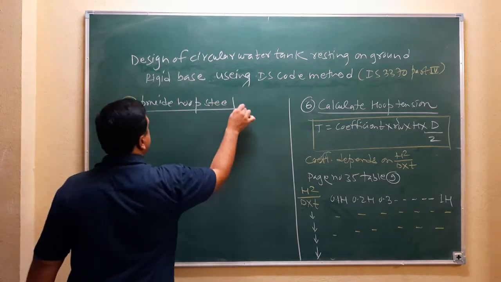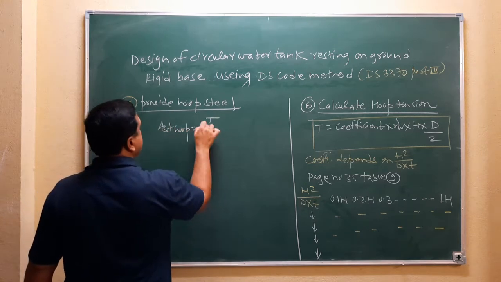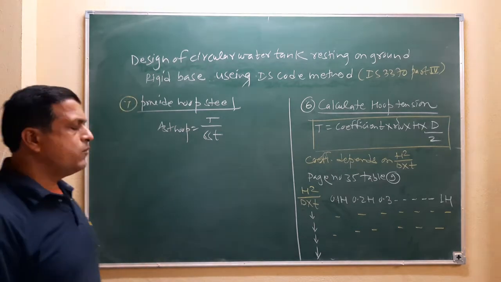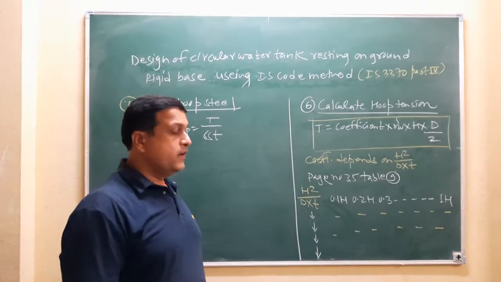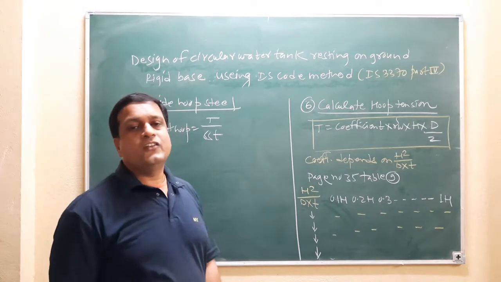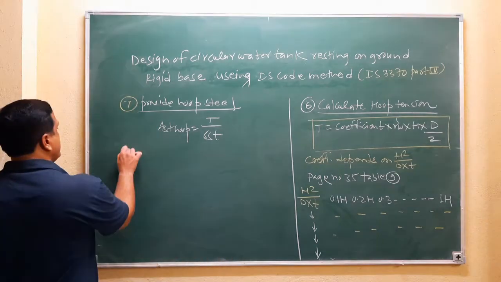Provide the hoop steel, that is, A_st hoop is equal to T divided by sigma_st. So this is the simple formula. Using this formula, you have to provide the hoop steel. Now you have to check whether the thickness of wall you have provided is sufficient for this hoop tension or not. For that, what you have to do?